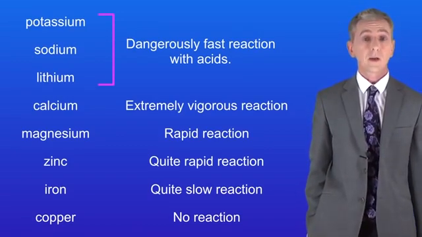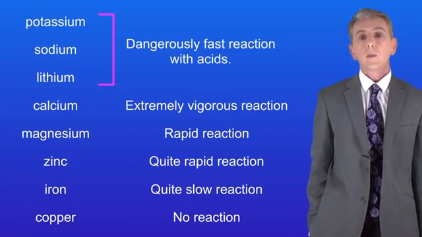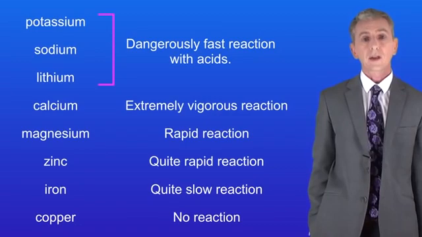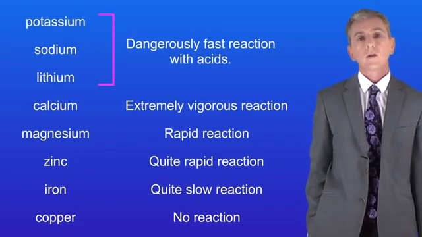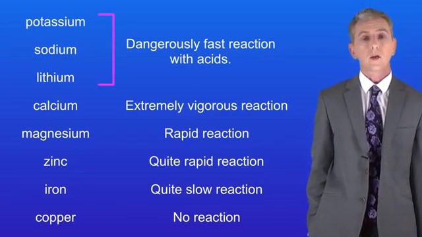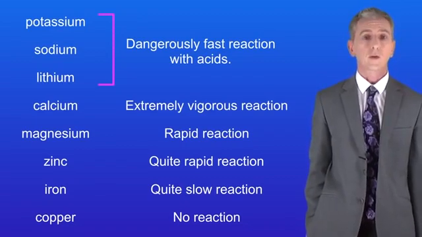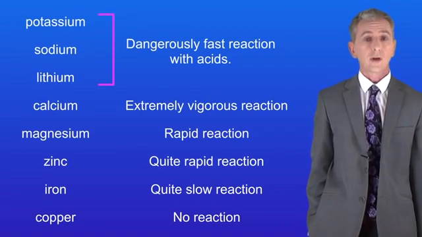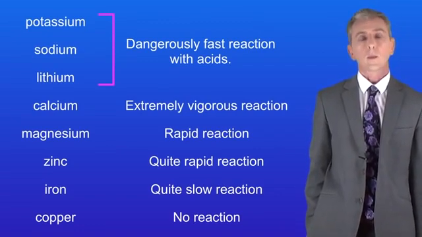Calcium reacts extremely vigorously with dilute acid. Magnesium reacts rapidly. Zinc reacts quite rapidly, but is less rapid than magnesium. Finally, iron reacts slowly with dilute acid, and copper does not react with dilute acid. So what we've created here is called the reactivity series for metals, and we're going to be using this a lot in the next video.